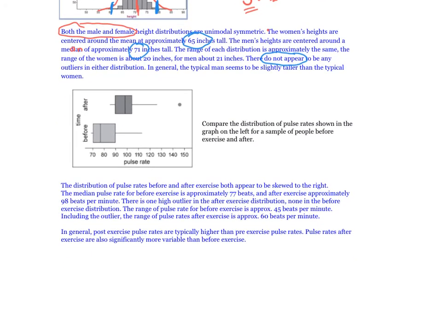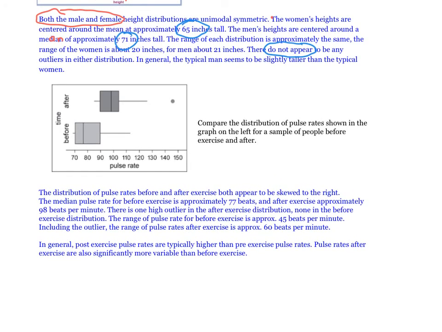Then we'll do this one more time. It says compare the distribution of pulse rates shown in the graph on the left for a sample of people before exercise and after. Okay, so again we're doing SOCS because they asked us about a distribution. So it says the distribution of pulse rates before and after exercise both appear to be skewed to the right. Okay, notice they both stretch way out to the right. Okay, I can look from the median. Okay, they stretch out much more to the right than they do to the left.